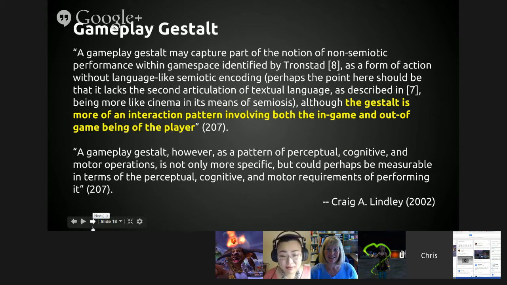Sherry, is that kind of where you were going with that? That idea of gestalt? Well, not my idea. That's Lindley's idea. Okay. Well, so do you think I'm misinterpreting Lindley? No, you're not. Okay. It just adds to the richness of the conversation.